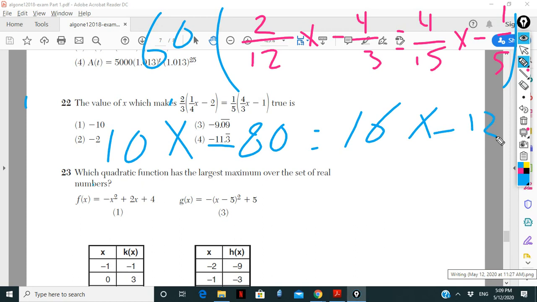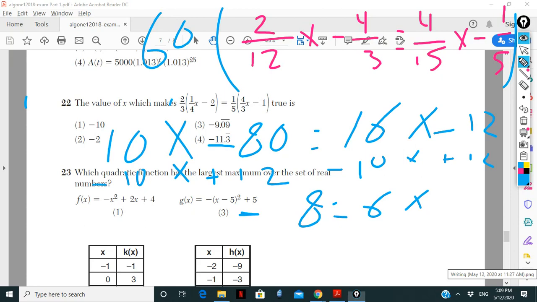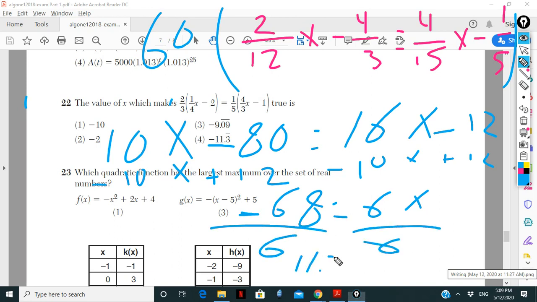Now I'm going to minus 10x and plus 12 on both sides. So I got 6x equal to negative 8. Now I'm dividing both sides by 6. So it's giving me negative 1 and 1/3. So the answer is 4. 22 is 4.